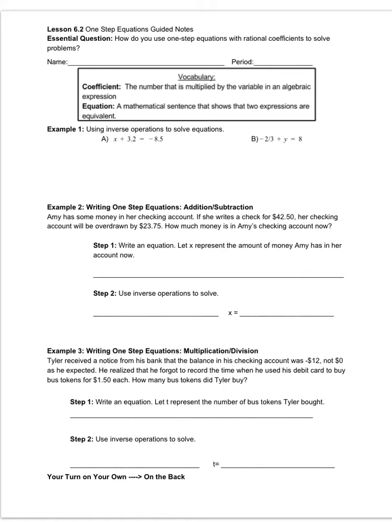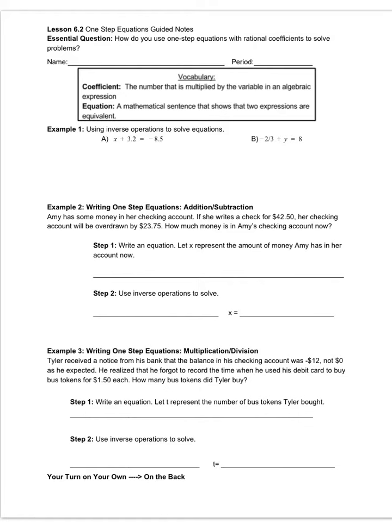Good day. For today's video, lesson 6.2, we will be moving on to one-step equations. Our essential question is, how do you use one-step equations with rational coefficients to solve problems? We have two vocabulary terms for today's video, coefficient and equation.